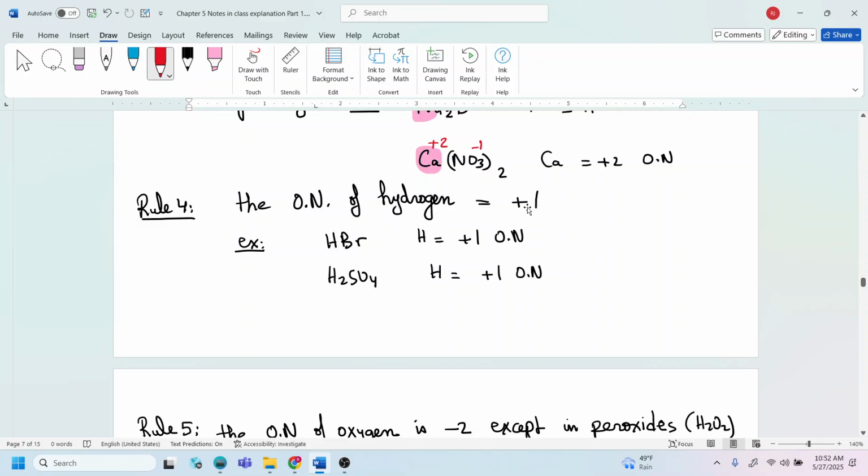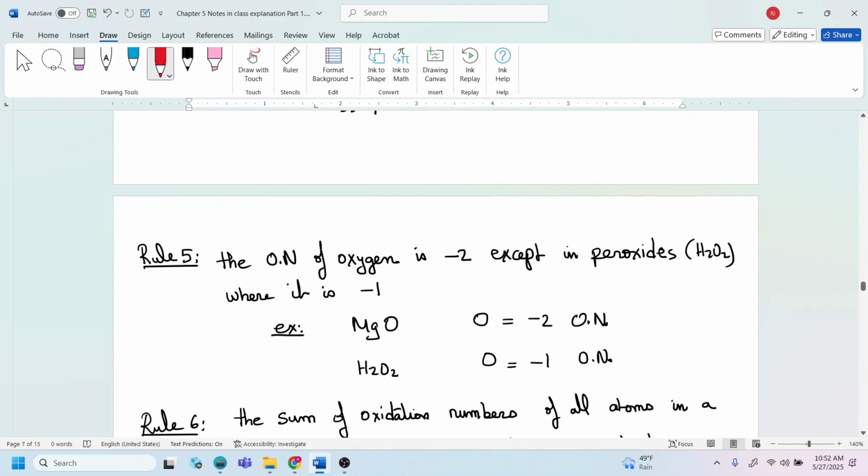For the hydrogen, the oxidation state is +1. Why? Because hydrogen is group number 1. Hydrogen is a non-metal, but hydrogen can lose an electron. If I take an example such as HBr, hydrogen is +1, and that balances the oxidation state of the bromine, which is -1. Here, hydrogen is +1 again, so I have 2 plus that balances the 2 negative of the sulfate ion.